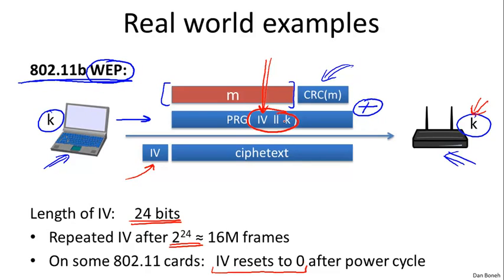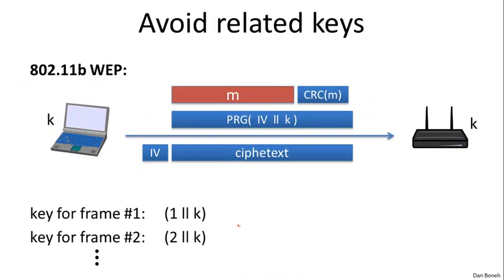So you see how in WEP, the same pad could be used to encrypt many different messages, as soon as the IV is repeated. There's nothing to prevent the IV from repeating after a power cycle or from repeating after every 16 million frames, which isn't that many frames in a busy network. So while we're talking about WEP, I want to mention one more mistake that was made in WEP. This is a pretty significant mistake, and let's see how we might design it better.